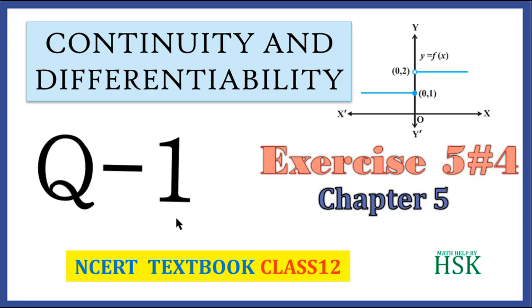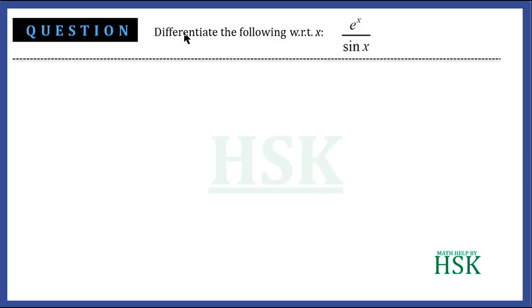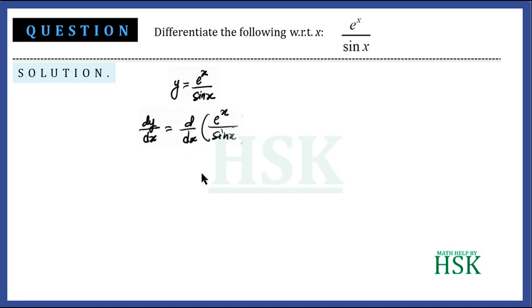This is question number 1 of exercise 5.4 from the chapter Continuity and Differentiability. The question is: differentiate with respect to x e to the power of x upon sine x. So we assume that the given function is equal to y, and on differentiating I'm going to get dy by dx is equal to d by dx of e to the power of x upon sine x.